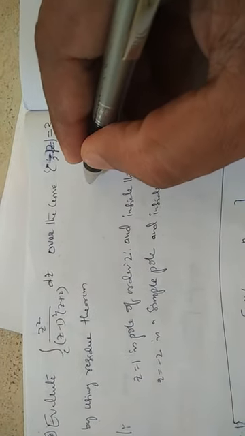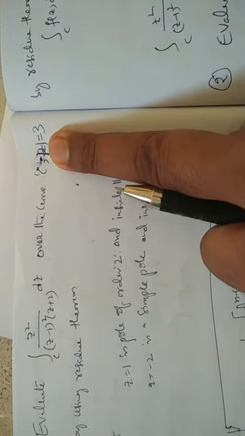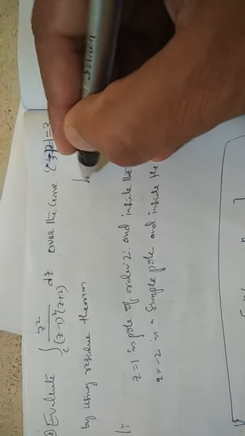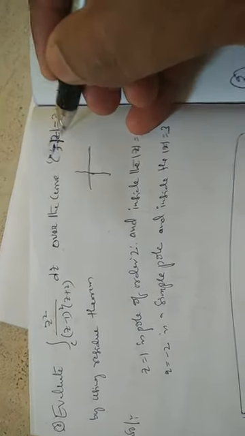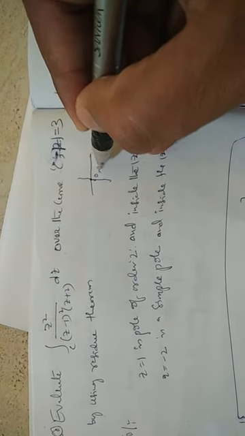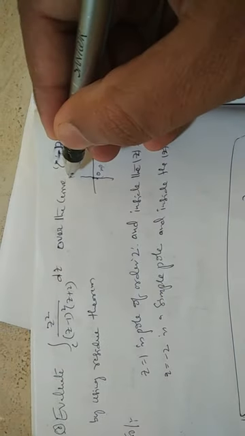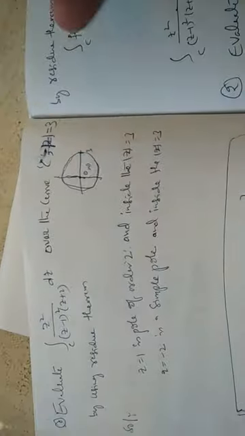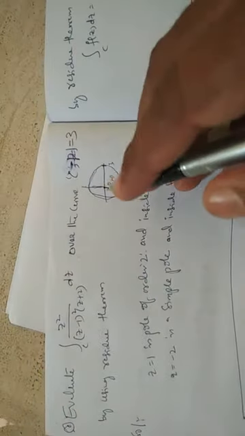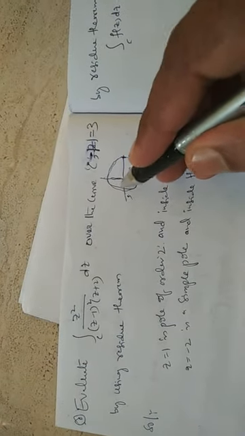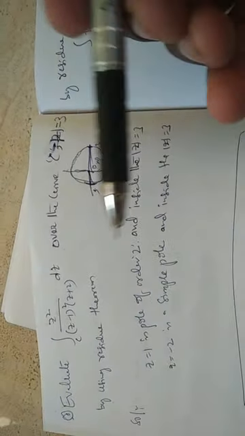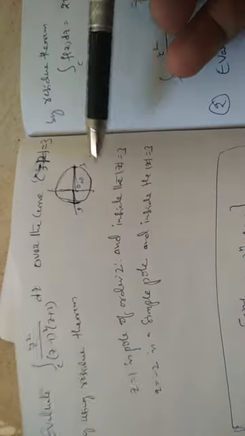It means they gave a circle equation, where mod z is 3, nothing but radius 3. The center is at 0, 0, and the radius is 3 units. It goes like a circle: the length here is 3 units, here 3 units, and so on. That is the curve they gave.